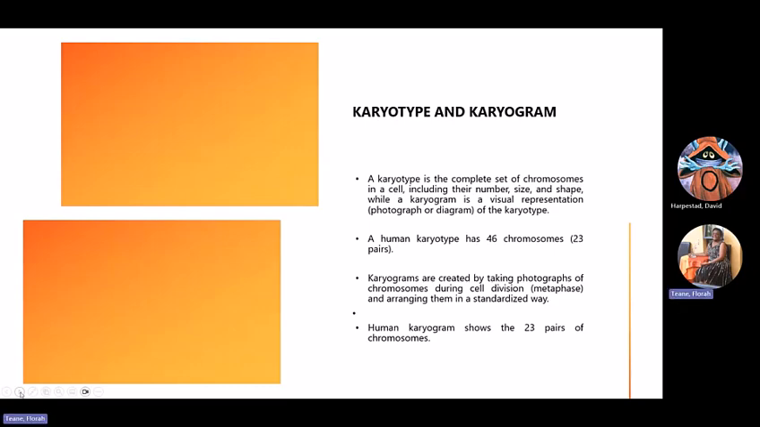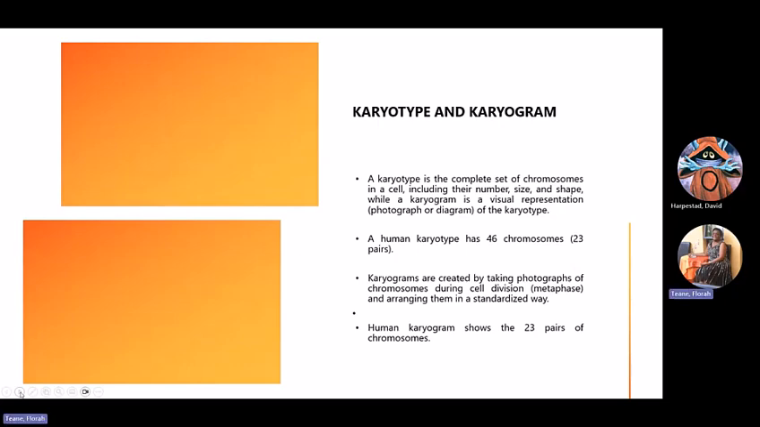We said a karyotype is the complete set of chromosomes in a cell, including their number, size, and shape, while a karyogram is a visual representation, or just a photograph or a diagram, of the karyotype. I'm repeating again, the human karyotype has 46 chromosomes. Some even refer to this in terms of pairs. They would say 23 pairs of chromosomes.